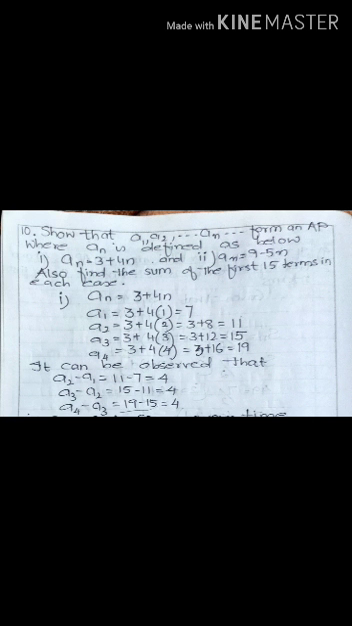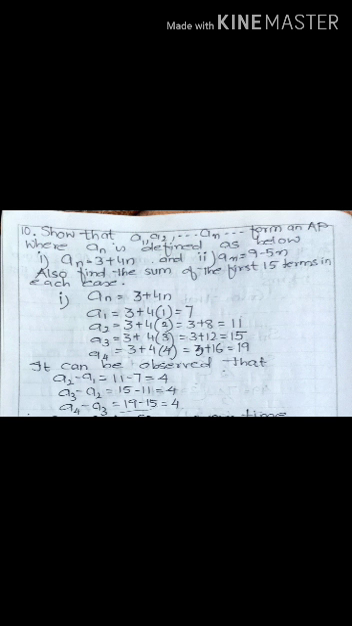So a1 equals 3 plus 4 into 1 equals 7. a2, replacing the value of n as 2, so 3 plus 4 into 2 equals 3 plus 8 equals 11. a3, 3 plus 4 into 3 equals 3 plus 12 equals 15. a4, 3 plus 4 into 4 equals 3 plus 16, that is equal to 19.